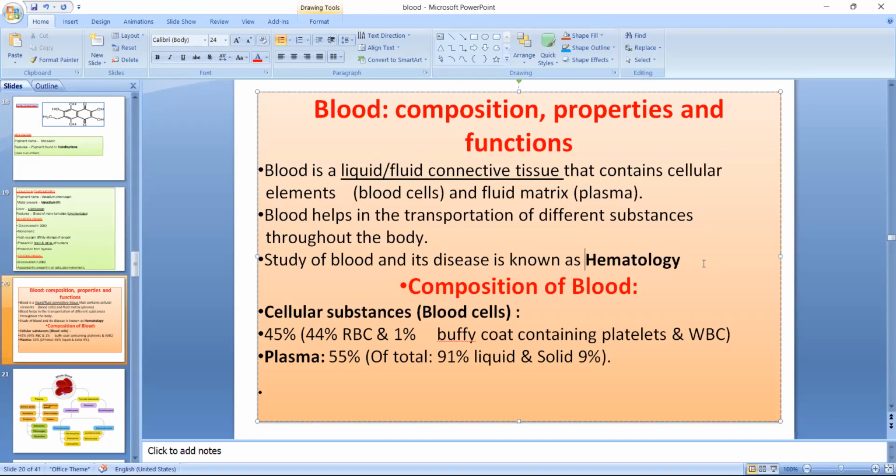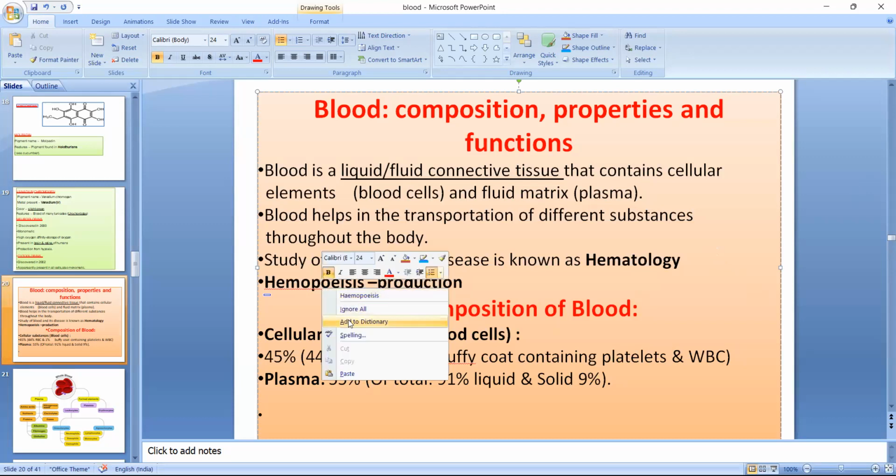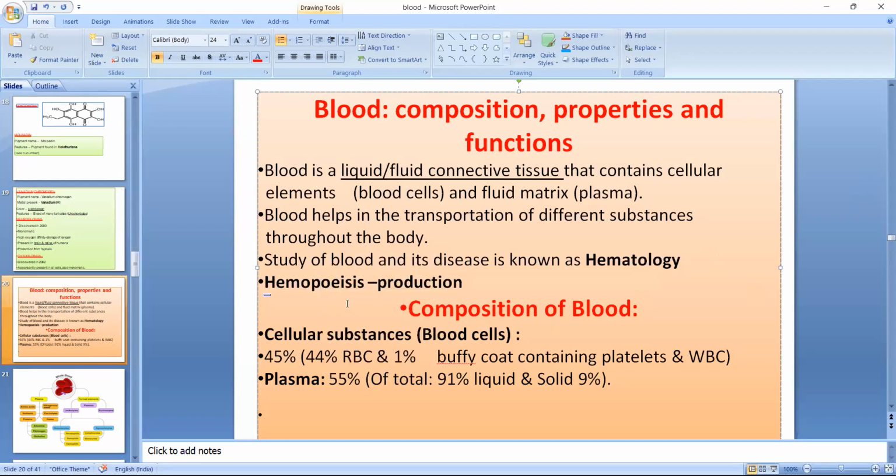Okay, and we all know that hematopoiesis, production of blood, or hemopoiesis you can also call it. Production of blood cells or blood is known as hemopoiesis, right? So anyway, basically blood contains two components. Okay, one is cellular component, that is blood cells, and another one is plasma.